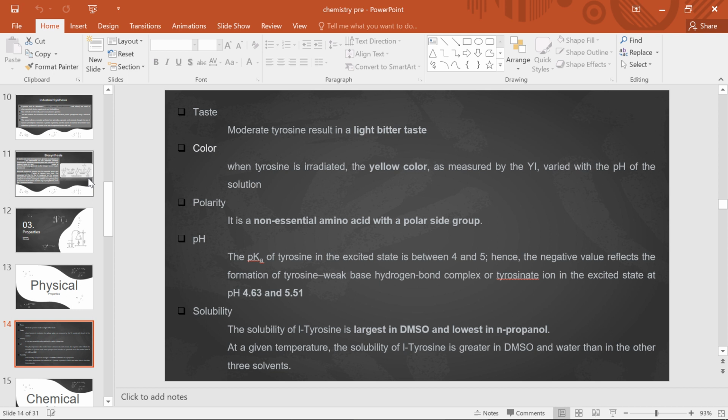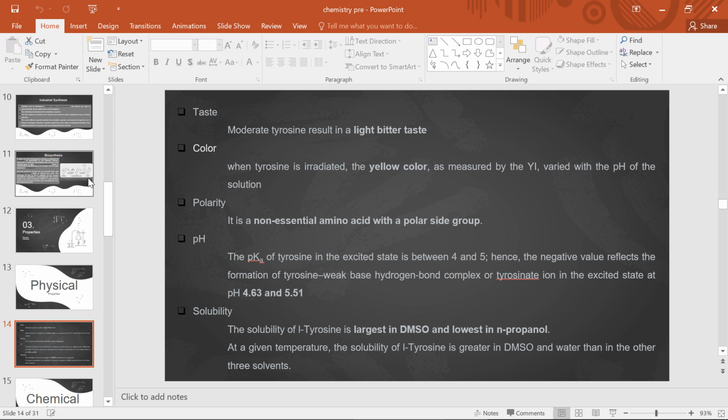pH. The pKa, the strength of acid of tyrosine in the excited state, is between 4 and 5, as the negative value reflects the formation of a tyrosine weak base hydrogen bond complex or tyrosinate ion in the excited state at pH 4.63 and 5.51.